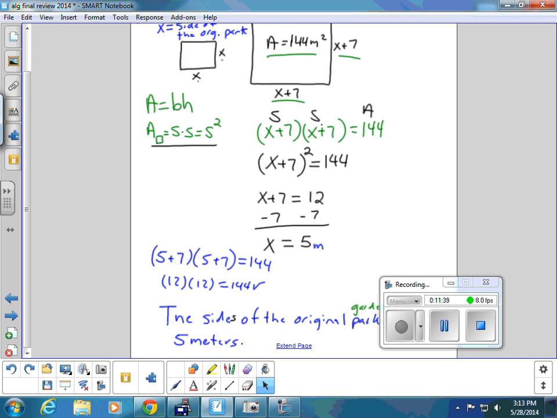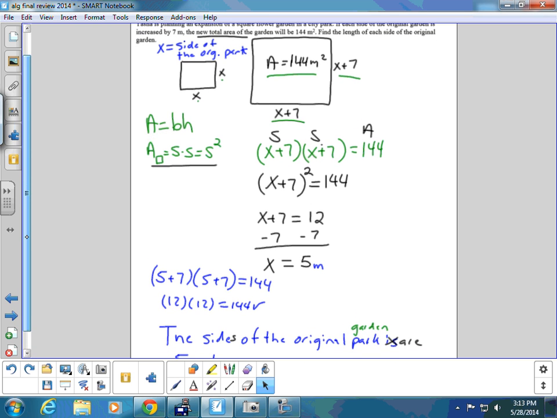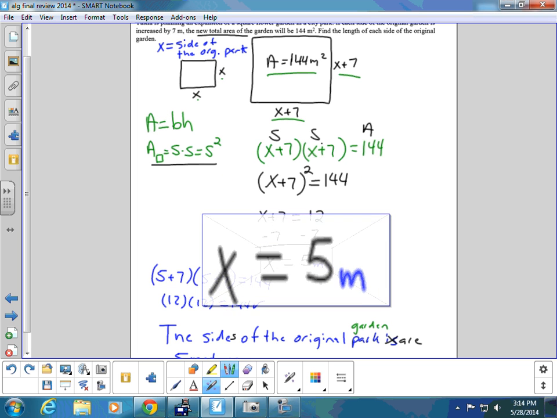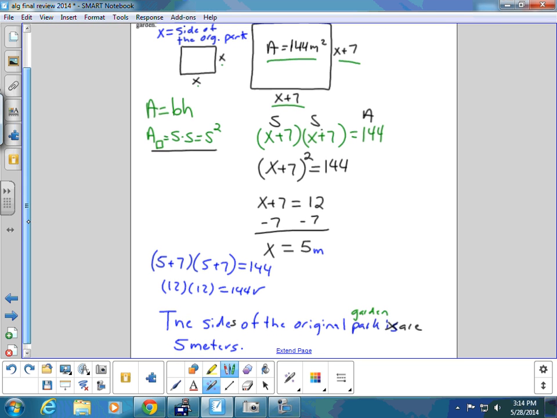This is the type of work that needs to be shown on the final exam in order to get full credit for this question. It's a very doable question, as in it makes sense. You start with a square up here, you add 7 to each side, you do this area formula, you get yourself out of here by taking the square root of both sides, get a nice answer, and move on to a check and answer the question.